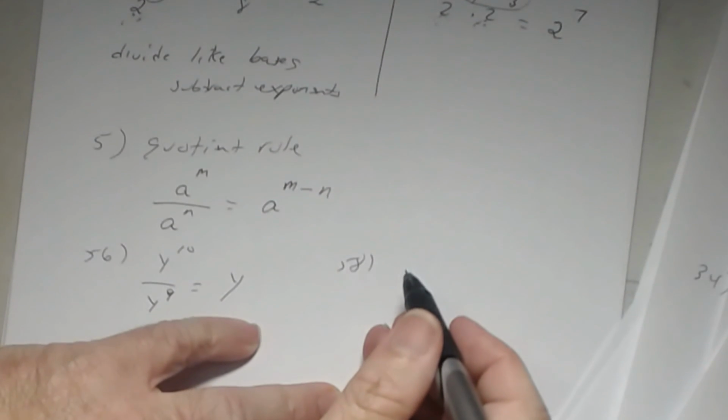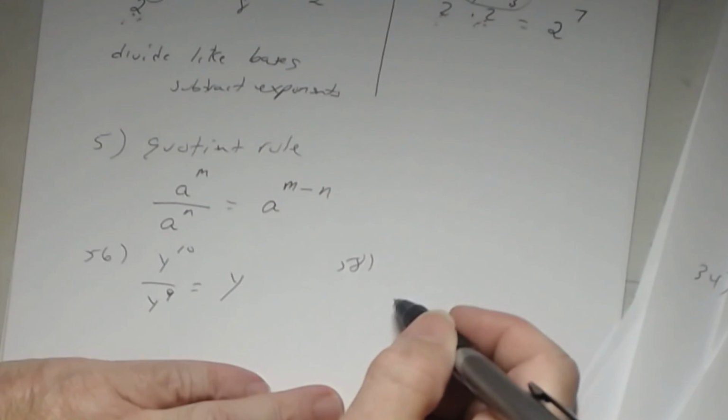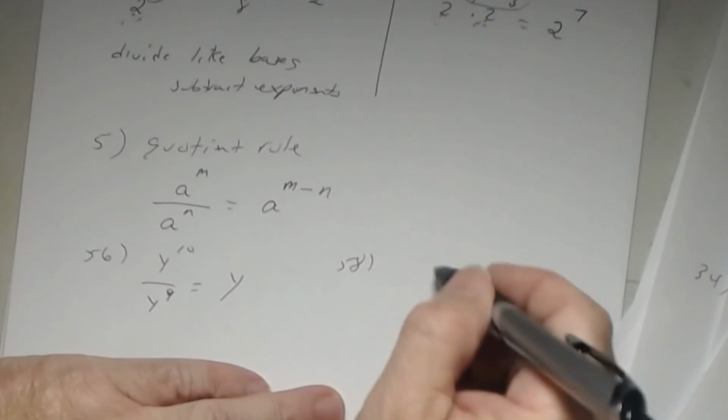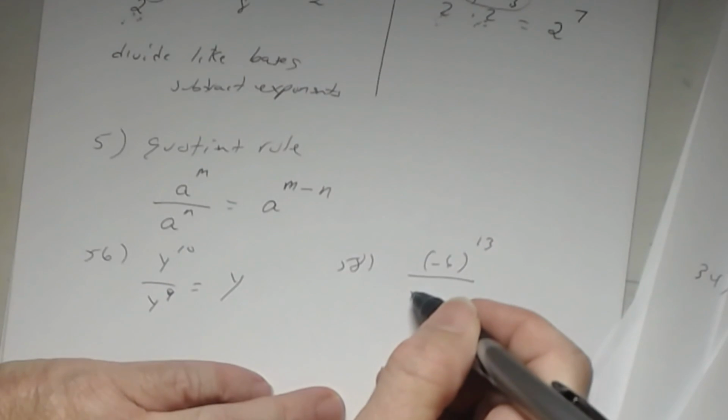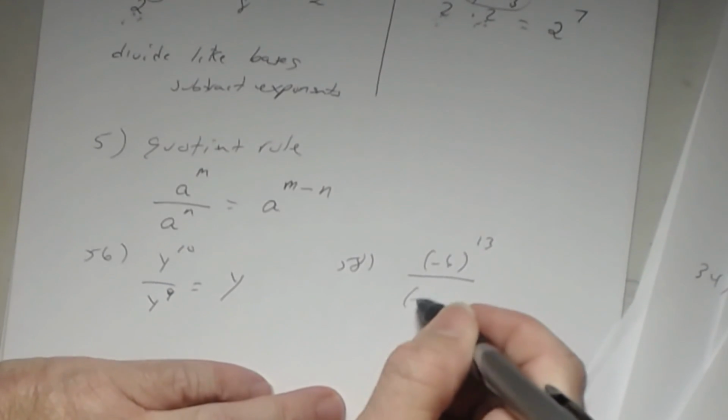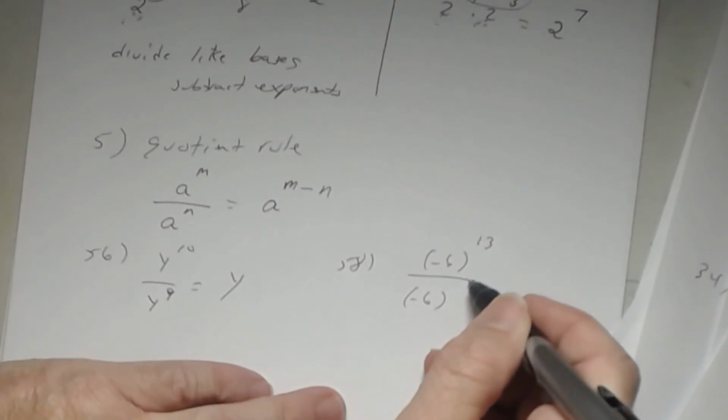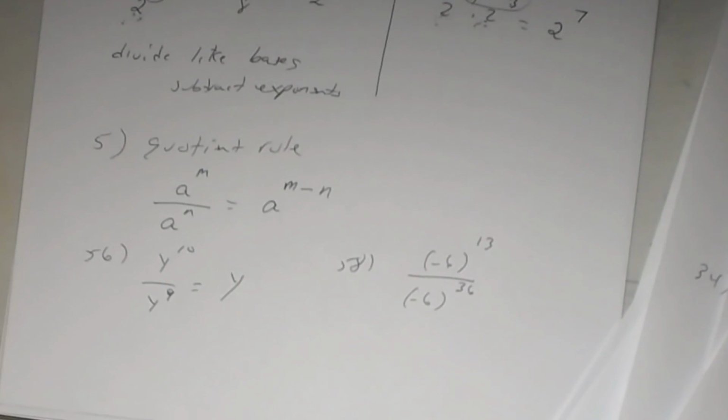Yeah. Okay. In number 58, though, it says -6 raised to the 13th divided by -6 raised to the 36. All right. Now, what are you doing to those bases? You're subtracting. Well, I'm sorry, you're dividing them, right? The numerator and denominator. You're dividing like bases, correct?